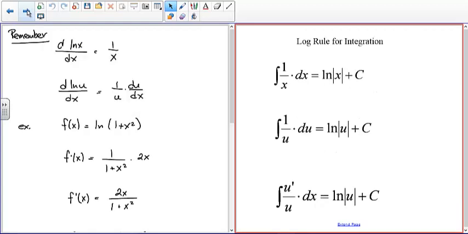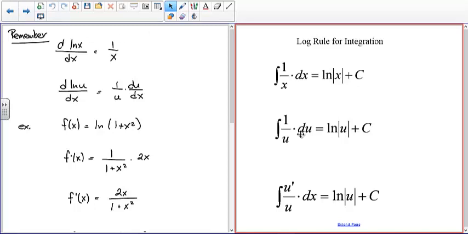And we ended up with these derivative rules, but there are corresponding integration rules. The indefinite integral of 1 over x dx is the natural log of the absolute value of x plus c. If you make it in terms of u, the integral of 1 over u du is the natural log of u plus c. So this is u substitution.